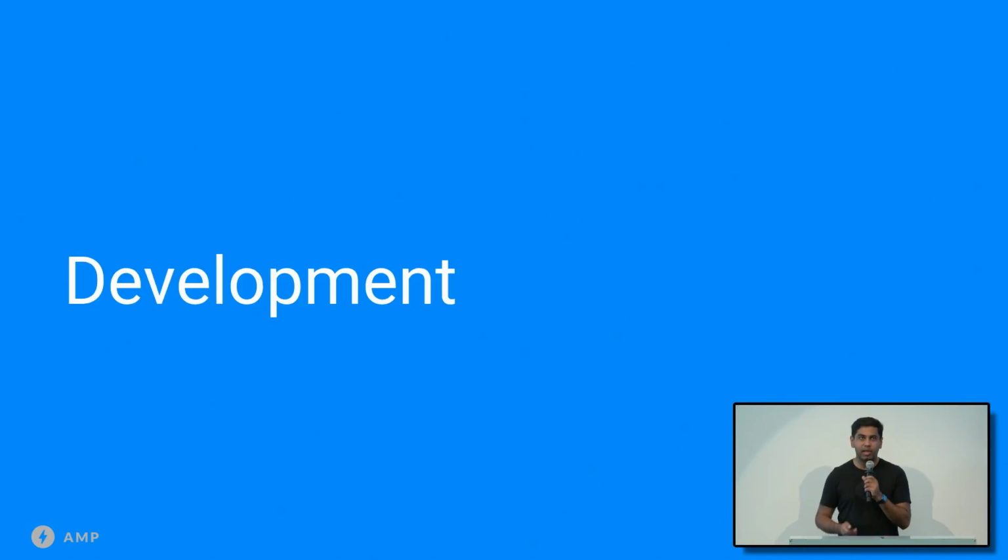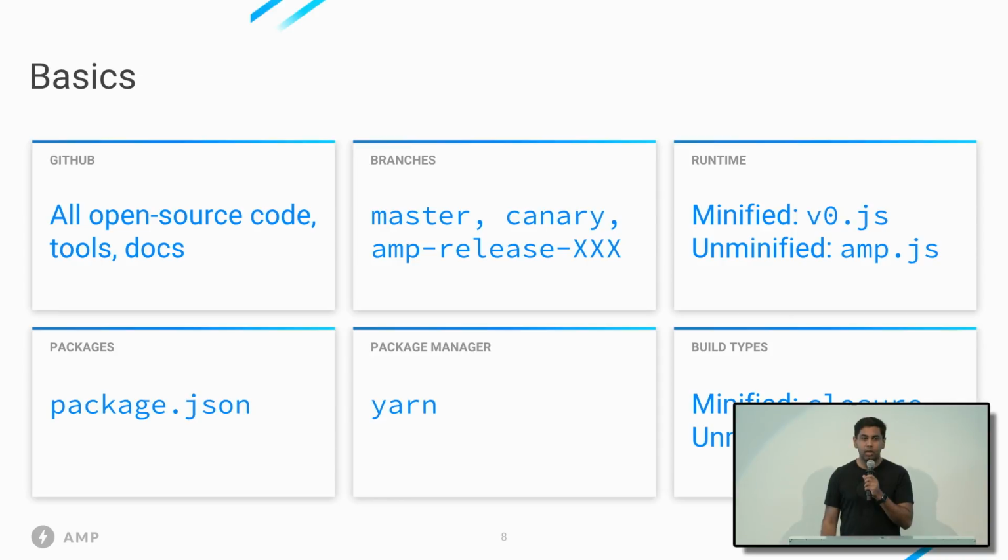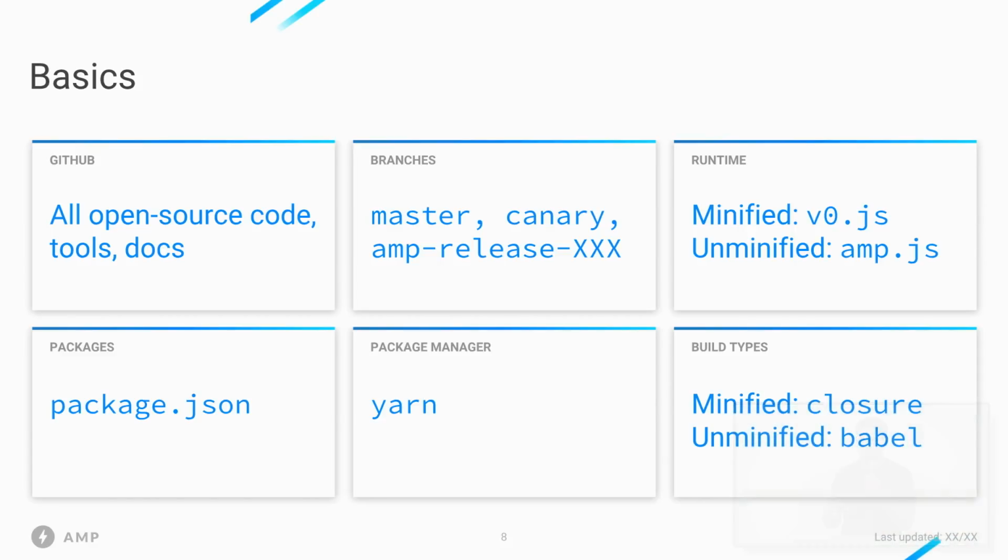So let's talk about the typical development workflow and how AMP's infrastructure comes into play while you're developing code. Let's jump into some basic facts. These are in arbitrary order. You already know that all our open source code, our tools, and our docs are stored on GitHub. When you do development on AMP, you might be curious to know how we release it, and that's going to come up in the second half of our talk.